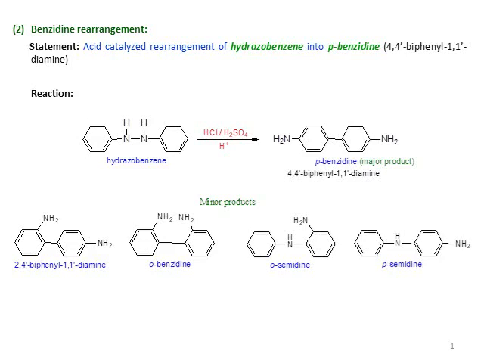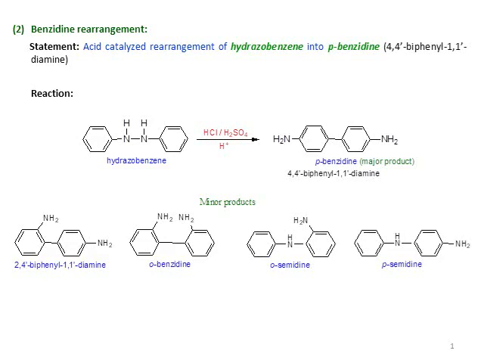As I said earlier, when hydrazobenzene is reacted with acid, it undergoes rearrangement to give para-benzidine as the major product. Apart from the major product, we also get minor products. So these are the minor products, that is 2,4' biphenyl 1,1' diamine.